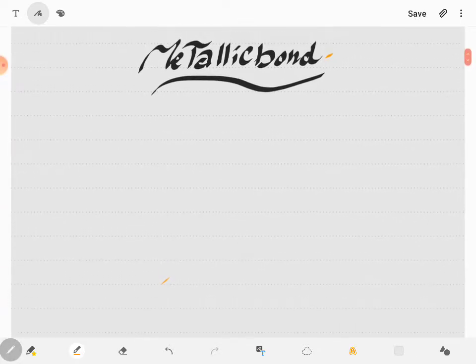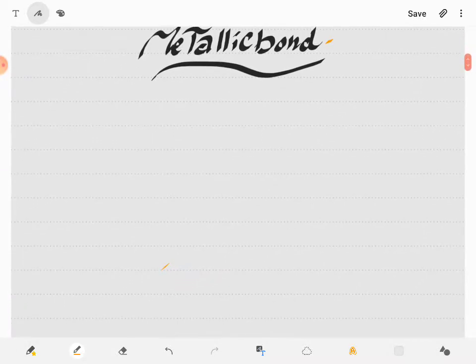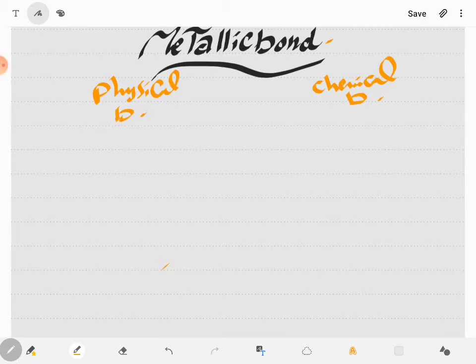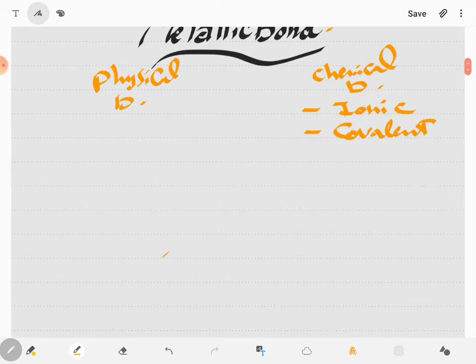Metallic bond is one of the three types of physical bond. We know there are chemical bonds and there are physical bonds. Among chemical bonds there are many: ionic, covalent, and even in covalent there are many types, like coordinate covalent bond.